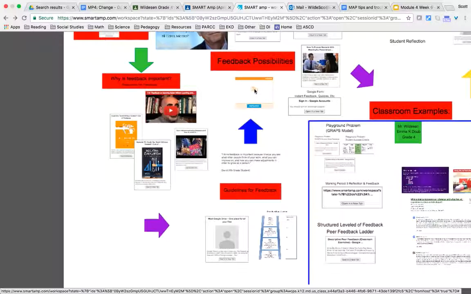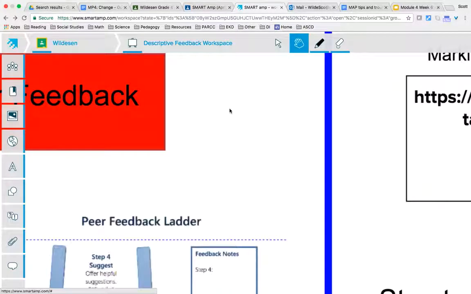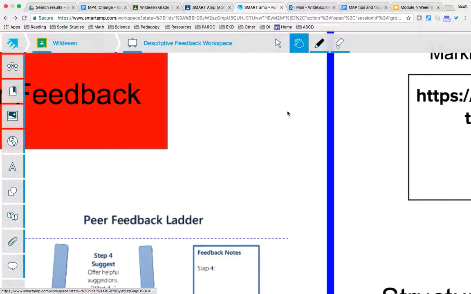One of my favorite things with SmartAmp is using it for math and asking them to write down the process of solving math problems effectively, and it gives me the opportunity to see their work. I can also use the chat feature to chat with the students and give them feedback that way while they're working on it without any disruption. So you could have a quiet class, personally chat them, and give them something specific to work on.